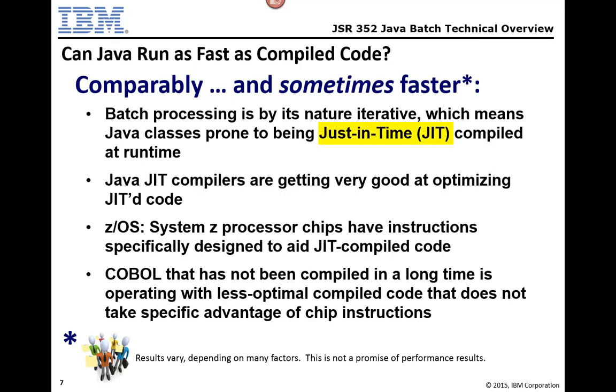Java has what's called a just-in-time compiler, which compiles Java classes that are frequently used. Batch processing is iterative in nature, so Java batch programs are good candidates for code being just-in-time compiled. The just-in-time compiler, the JIT in shorthand, uses the latest developments in compiler technology. A lot of COBOL was last compiled many years ago with earlier compiler technology. Another thing to understand is that the System z processor chip has a lot of instructions that were designed to help the Java runtime operate faster. The JIT compiler knows about these instructions and uses them when it compiles the code. Again, COBOL compiled years or decades ago does not have this advantage.